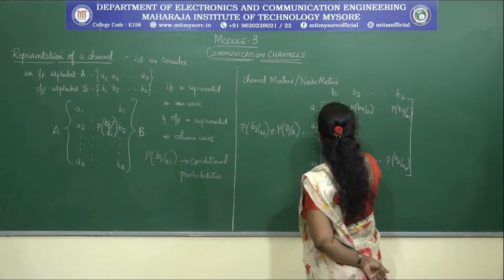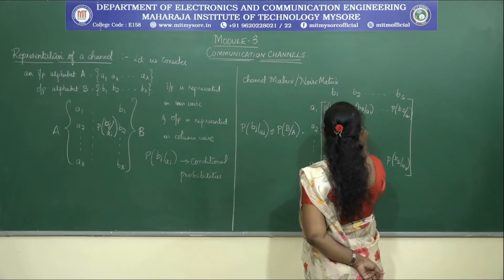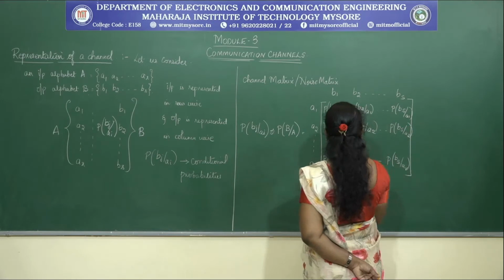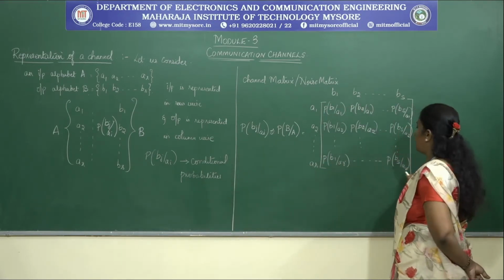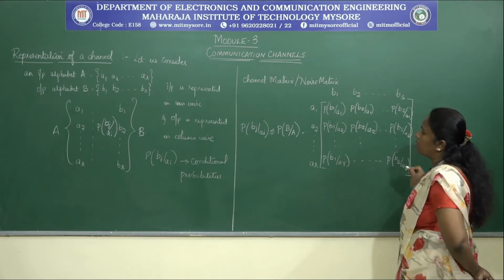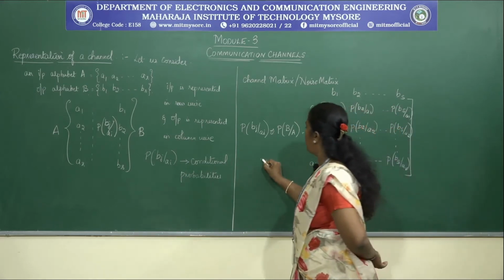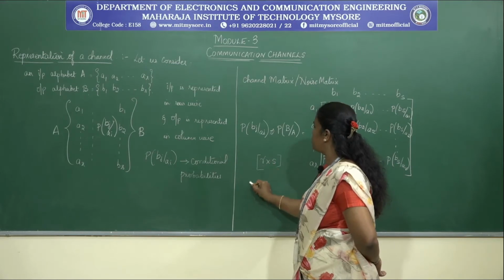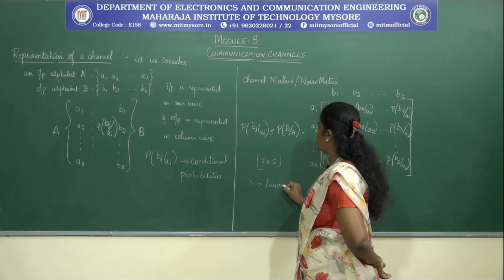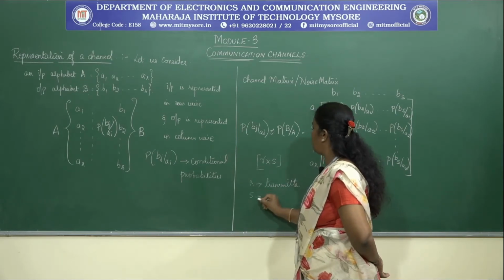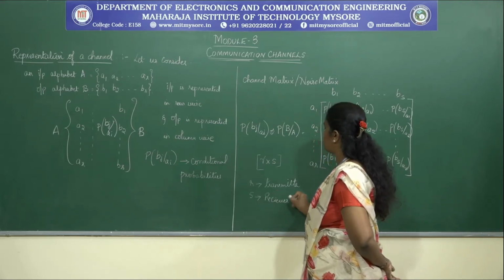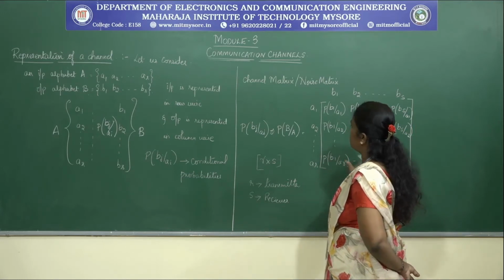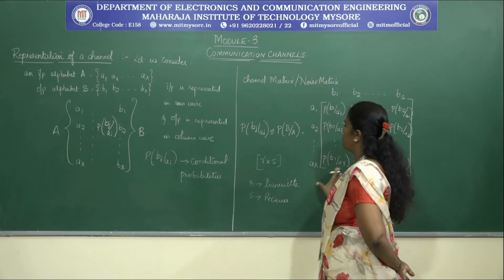Similarly, if you consider the input A2, it will be P of B1 by A2, P of B2 by A2, up to P of Bs by A2. This continues up to the last, Bs as well as the AR symbols. So the representation in this form is R input into S output symbols, that is R into S, which means R represents your input, that is your transmitter, and S represents your output, that is your receiving end. So R into S symbols are represented in the form of conditional probabilities with respect to your channel matrix or the noise matrix.